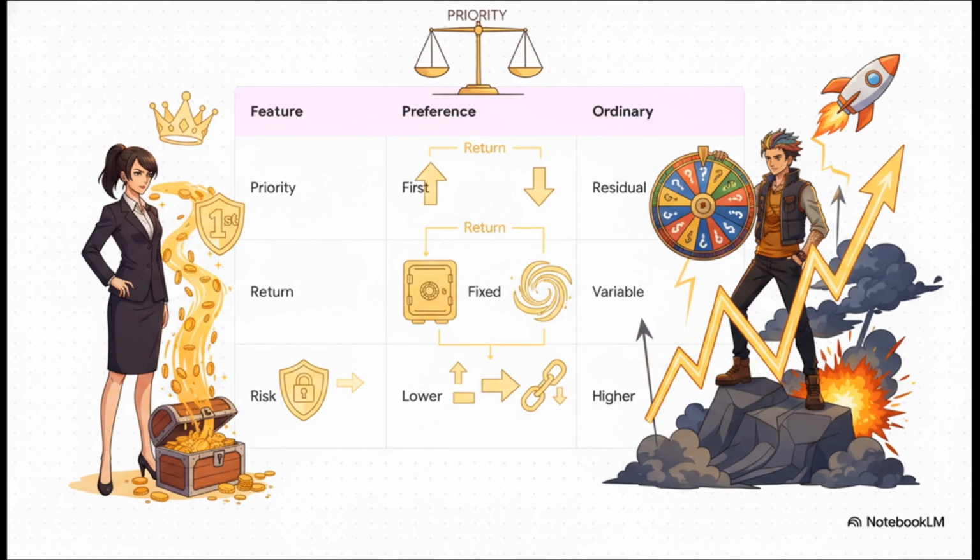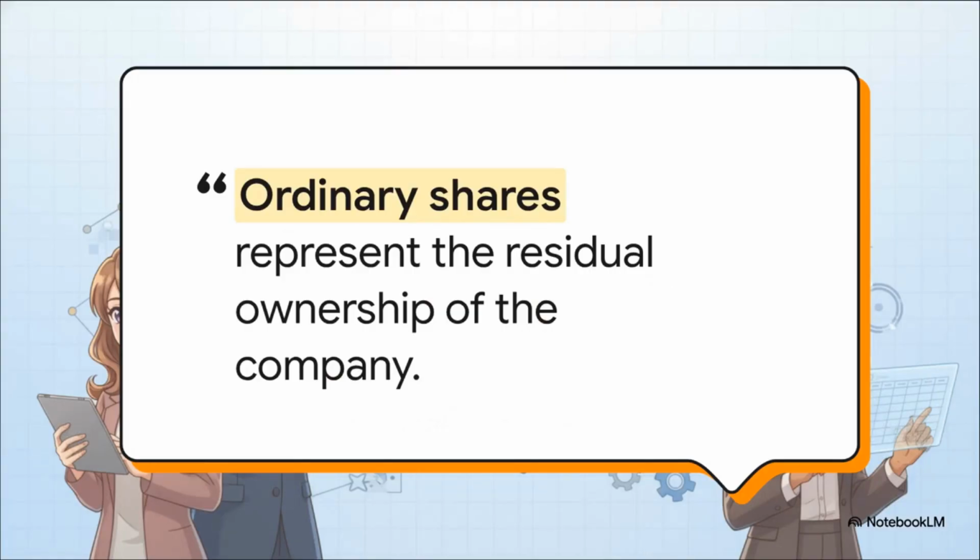Which leads us directly to the third point, investment risk. Preference shares are lower risk because of that guaranteed VIP priority, while ordinary shares naturally carry a much higher risk. I really want to emphasize this specific quote from the source material. Ordinary shares represent the residual ownership of the company. That one word, residual, is literally the key to everything here.